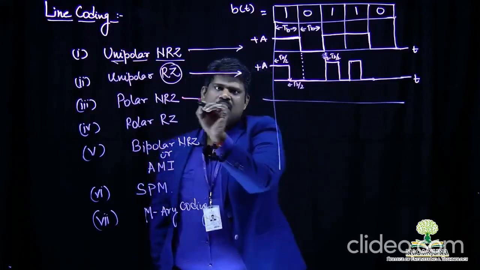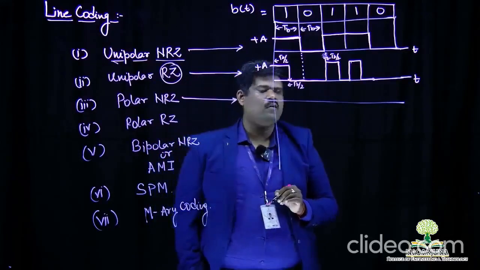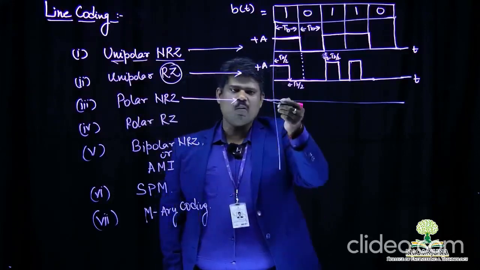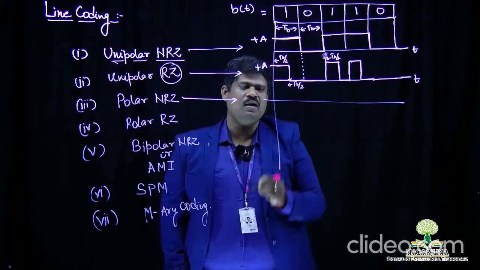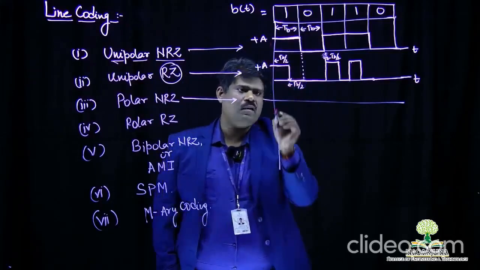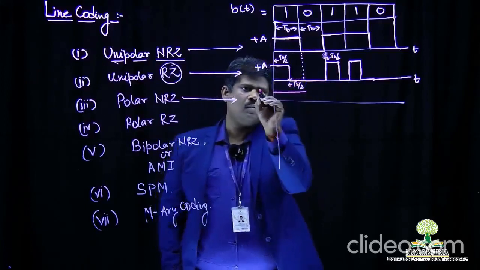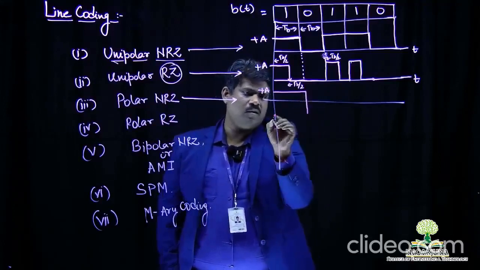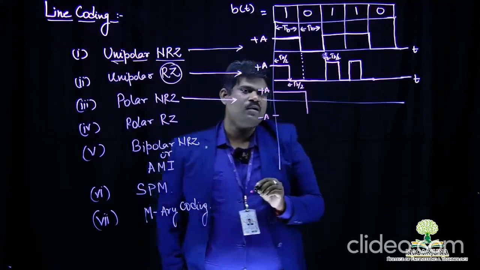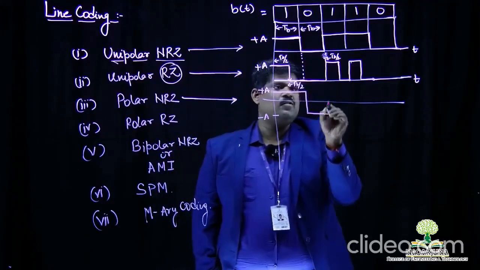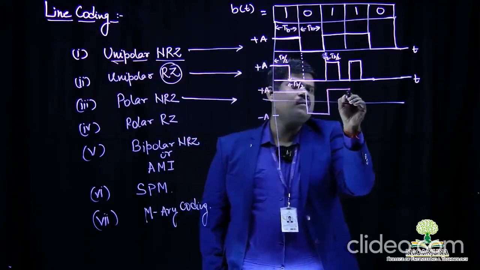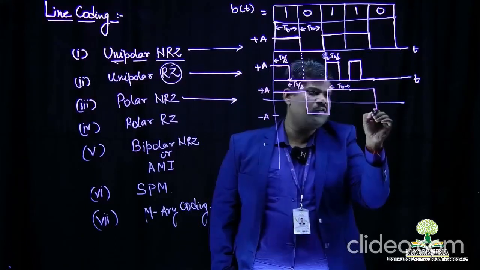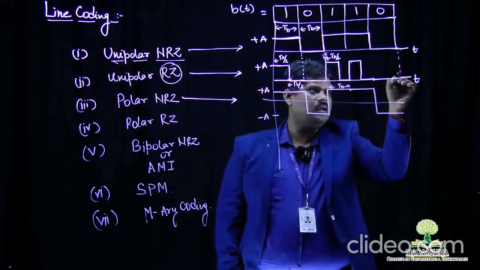Now next is the polar NRZ format. What is the meaning of polar NRZ? Here we have polar, not unipolar. It means we have both polarities, positive as well as negative. For symbol 1, we represent it by positive polarity +A, and for symbol 0, we represent it by negative polarity, suppose -A. So here you can check that we have both polarities. For symbol 1, we follow the positive level for the whole bit interval, and for 0, we follow the negative polarity for the whole bit interval.